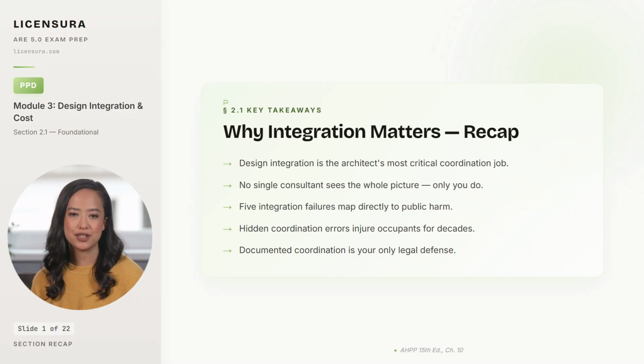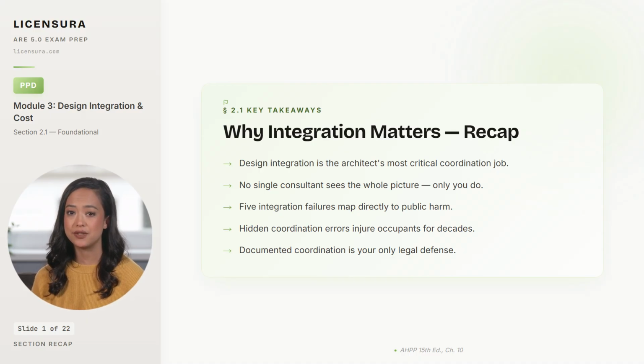5 takeaways from this module opener on design integration. Design integration during DD is the architect's most critical coordination responsibility on any project, and skipping it produces buildings that fail people for decades. No single consultant sees the whole picture in design development. The structural engineer sees structure, the mechanical engineer sees mechanical, the civil engineer sees civil, and only the architect is contractually obligated to see how all of those pieces fit together into one functioning whole.